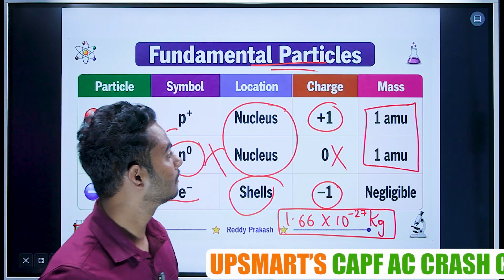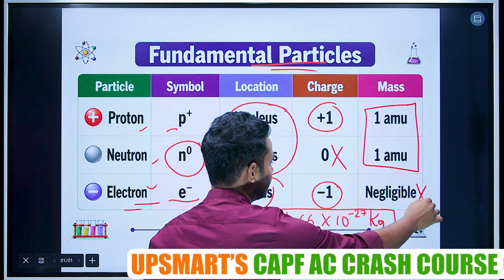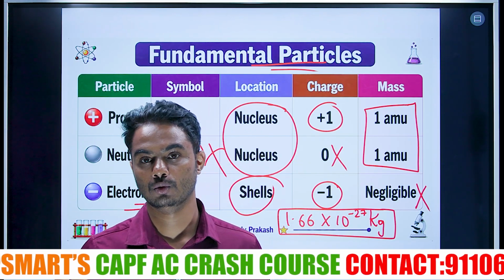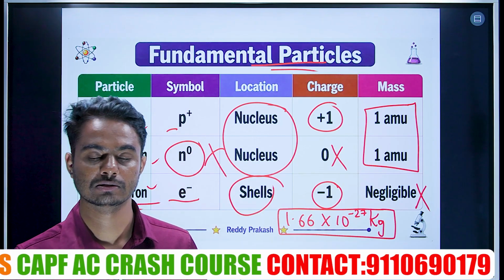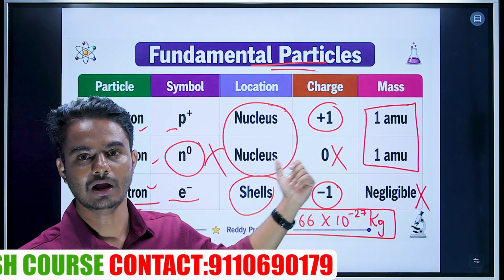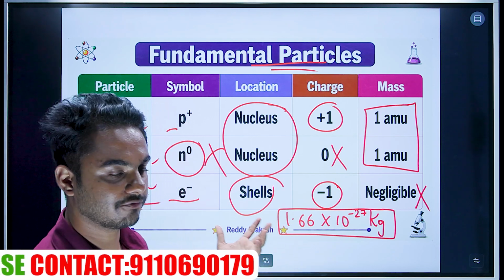The mass of electron is very negligible. It is very less. That is how it can revolve around the shells and it can jump between shells. We'll understand how it jumps between shells in the upcoming slides. Okay, easy with this? Fine.